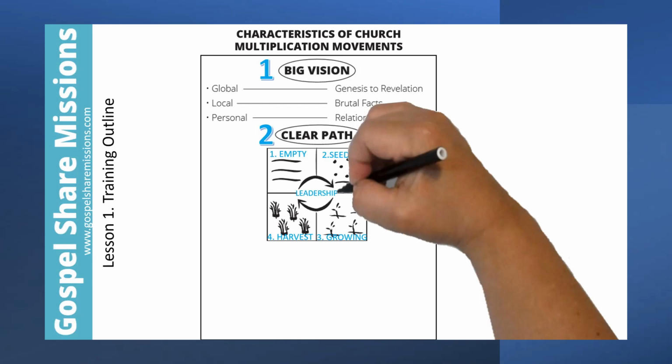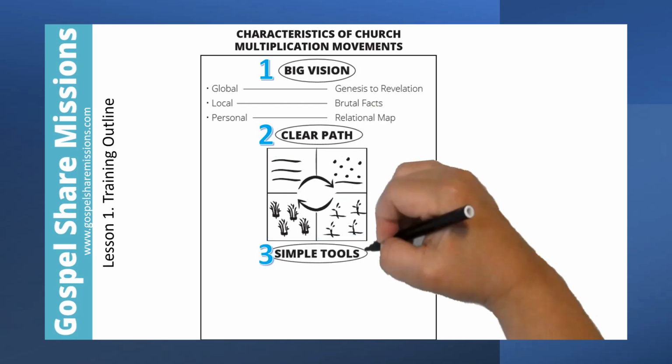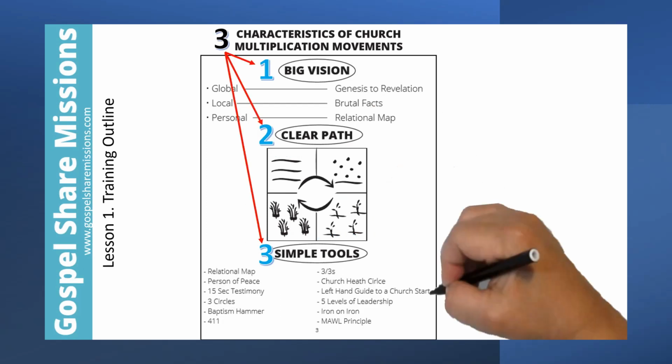Now, the third characteristic of a church that grows and multiplies is that it has simple tools. Write down number 3, simple tools. These are the 12 tools. You don't have to write them down now. Tell your participants that later, they will be trained in each one of them. Summarizing, all of our training is based in these 3 characteristics: big vision, clear path, and simple tools. When you train others, train within these parameters in order to be simple, biblical, and reproducible.